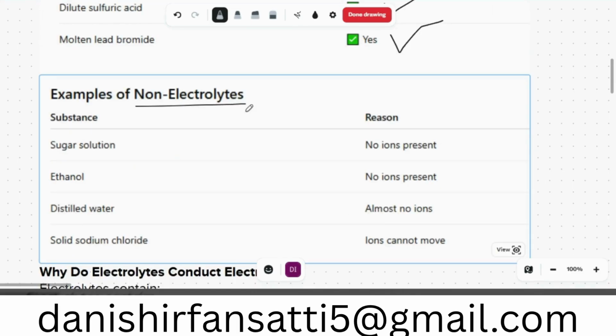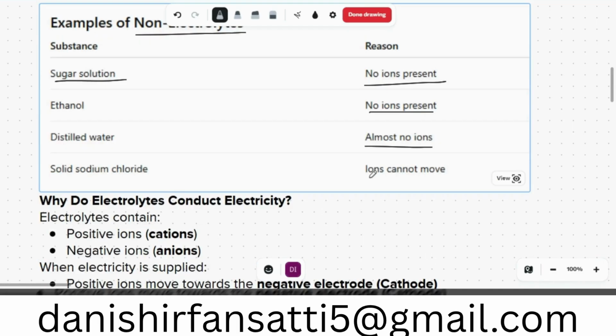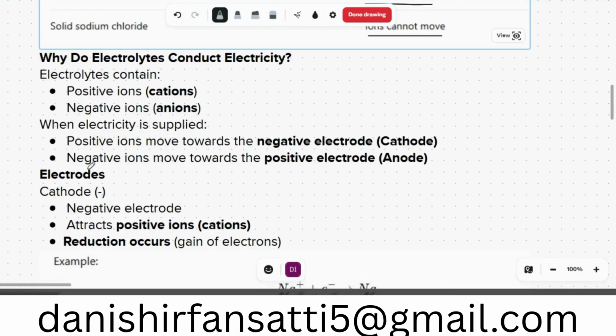Examples of non-electrolytes are sugar solution, no ions present. That is a mixture, not a solution. Ethanol, no ions present. Distilled water, almost no ions. Sodium chloride, solid, so ions cannot move.